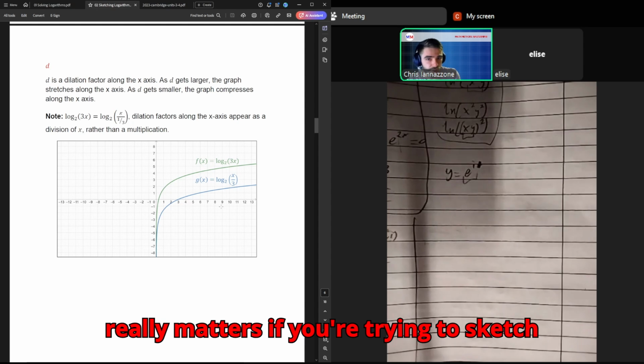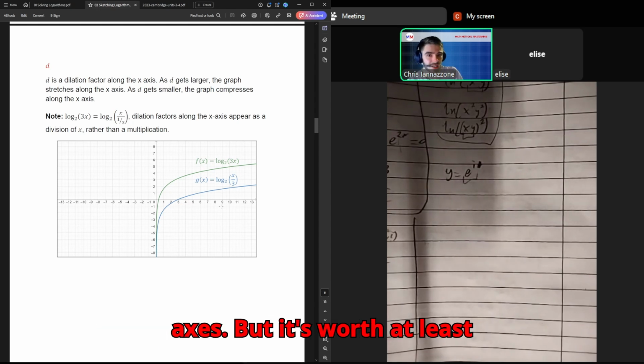And then the d value, again, this is just another dilation factor. This stuff only really matters if you're trying to sketch two logarithms on the same axes.